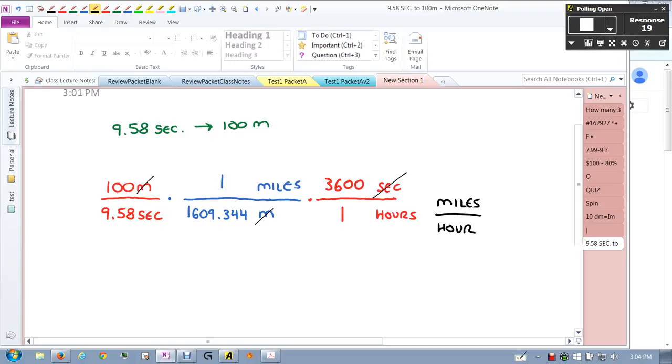My seconds were on top so that they would kill the seconds on the bottom. Multiply across, divide by what you get when you multiply across, and that is going to be your speed in miles per hour.